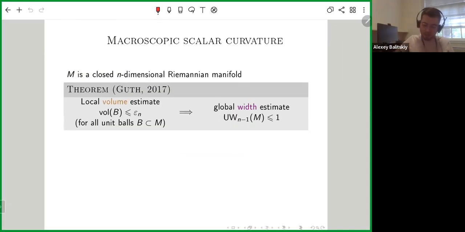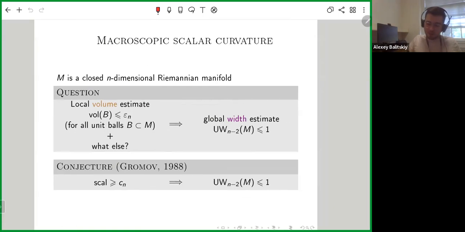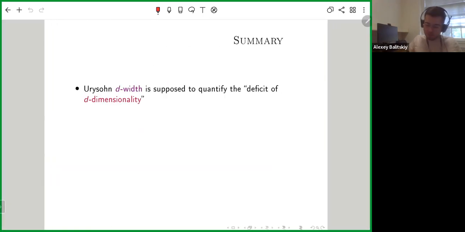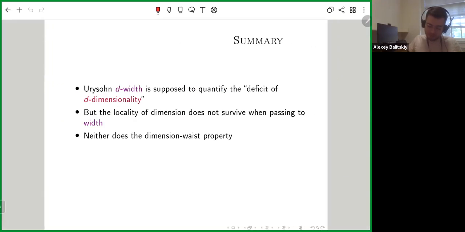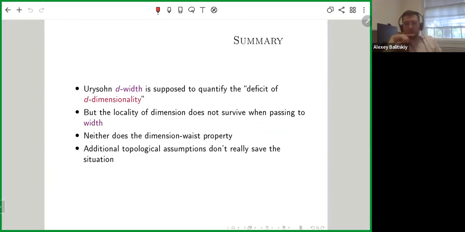So I decided not to talk about scalar curvature whatsoever. The short summary is that the d-width was supposed to quantify the deficit of d-dimensionality, but as we can see from those counterexamples, sometimes it doesn't do well. Yeah, so I'll stop here.